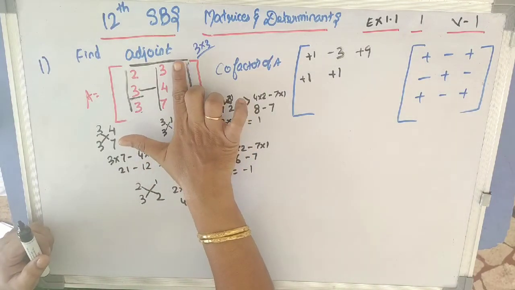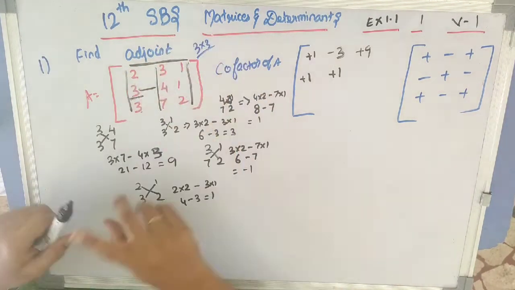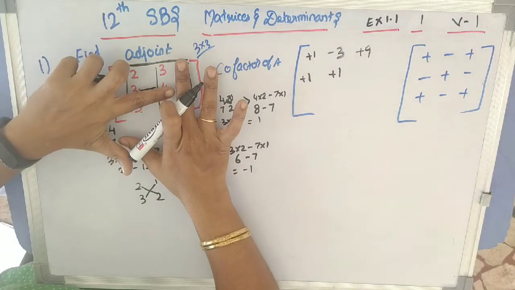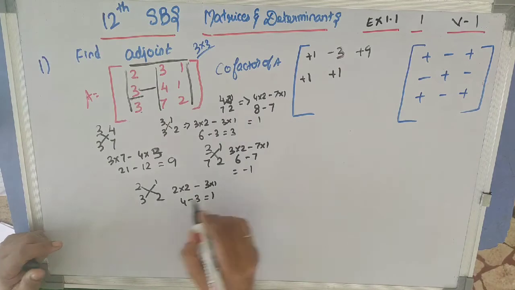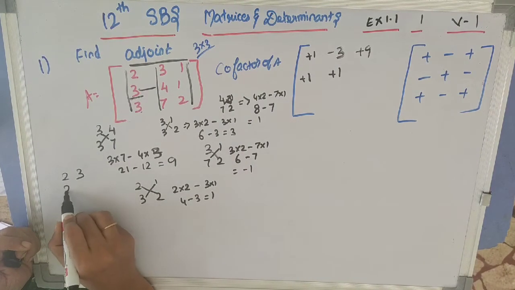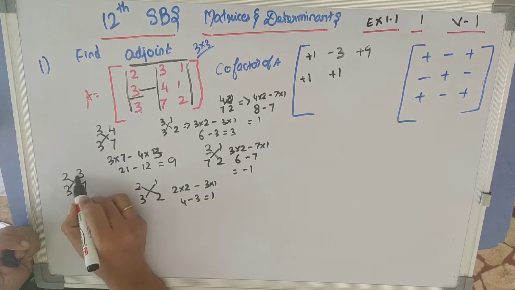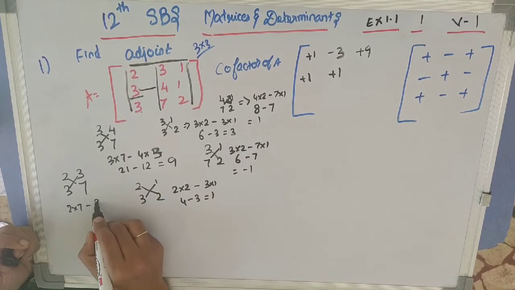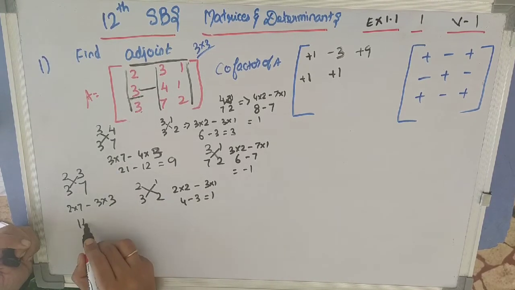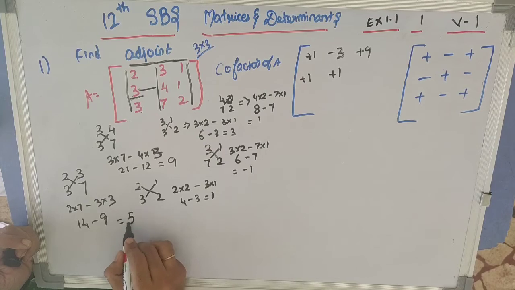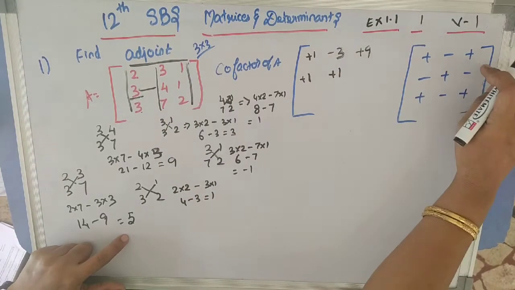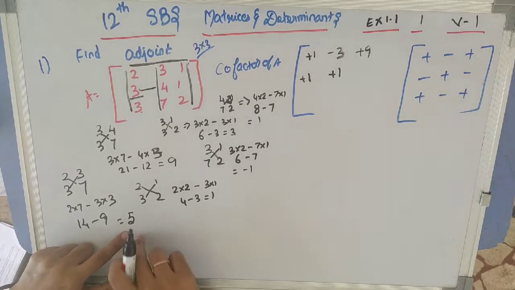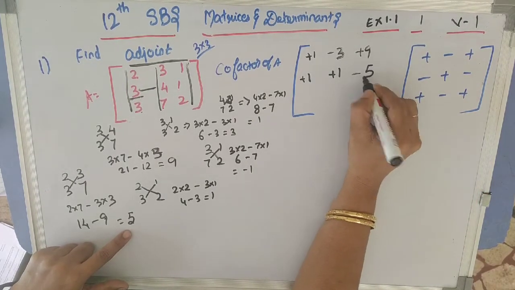Now we have to find the cofactor of 1. It is in column 3 and row 2. Now eliminating the column 1 and row 2, I have 2, 3, 3, 7 as the remaining elements. Now I am doing cross multiplication. 2 into 7 minus 3 into 3, that is 14 minus 9, which is equal to 5. The sign convention for that place is minus, so minus 5.